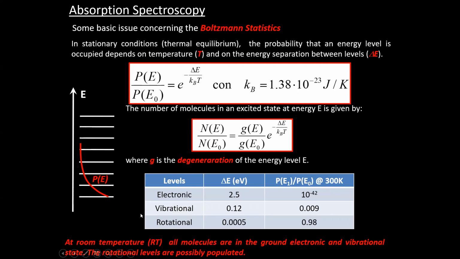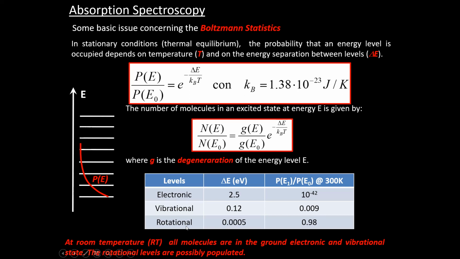Okay? That means that if you are at room temperature, all your molecules will be in the ground electronic state, and out of 100 molecules, 99 of them will be in the ground vibrational state, so they will not vibrate, and 1 out of 100 will be in the first vibrational state, so it will vibrate, okay? And of course, if you want to know the probability to be in the second vibrational state, then the energy spacing is double and the probability is smaller. So there is almost no probability to be in the second vibrational state.